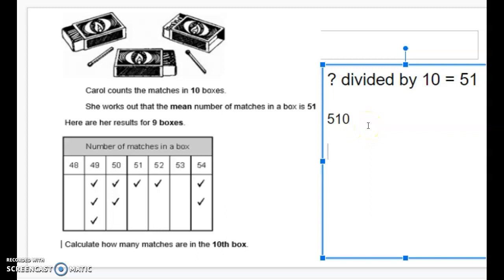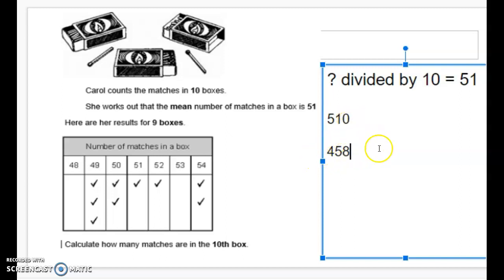If I know there are 510 matches, it's telling me how much is in the 10th box. Over here it tells me how much is in 9 boxes, but I need to know what's in the 10th box. So what you do is you add all of these up. I've got 3 lots of 49, 2 lots of 50, 1 lot of 51, 1 lot of 52, 2 lots of 54, and I cheated. I did it on a calculator, and I got the answer 458.